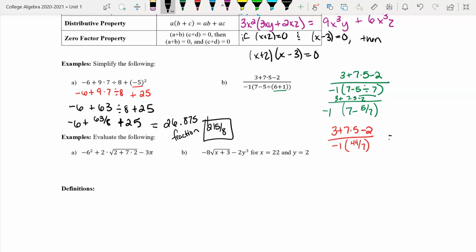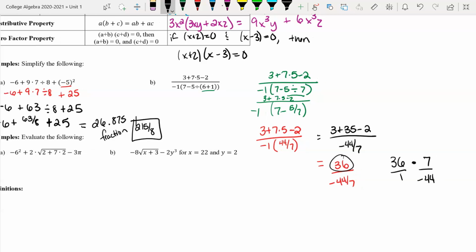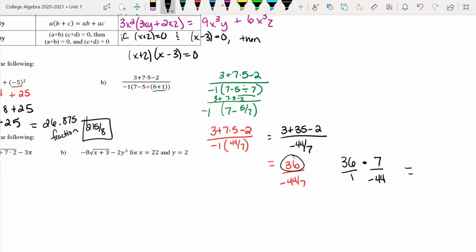Now we're going to go to multiplication. So I have 3 plus 35 minus 2 over negative 44 over 7. Keep going. I'm going to add the top. And then you would do keep, change, flip here. So keep, change, flip, the top I keep. So 36. Change it from division, the fraction, aka, to multiplication. And then flip the bottom one. If it's ever just a number by itself, it's always over 1.